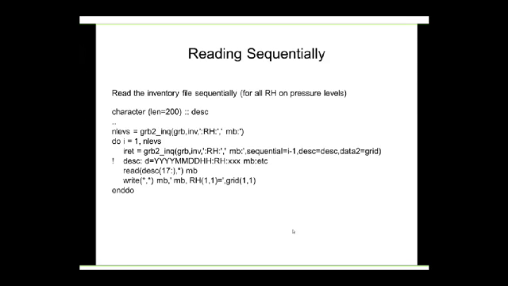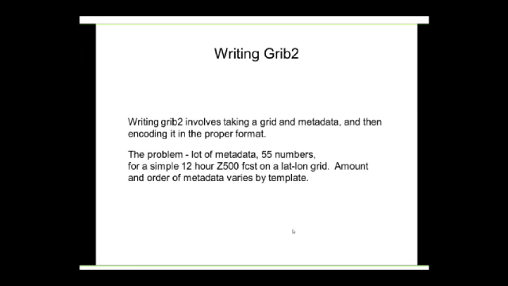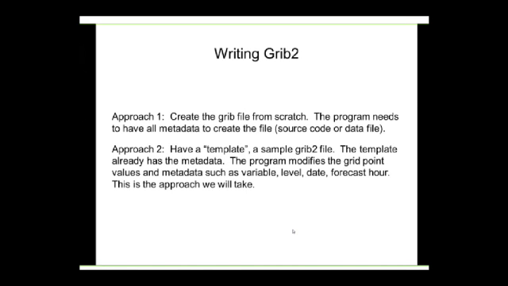Okay, writing grib2. Grib2 takes a grid and metadata, and you have to encode it in a proper format. The problem is it takes a lot of metadata. For a simple forecast, it takes 55 numbers to write a forecast on a lat long grid. The amount and order of metadata varies by template, so it's not a fun thing. One approach is to create the grid file from scratch. Basically, you need to have a copy of all the metadata in the source code or in a data file somewhere.